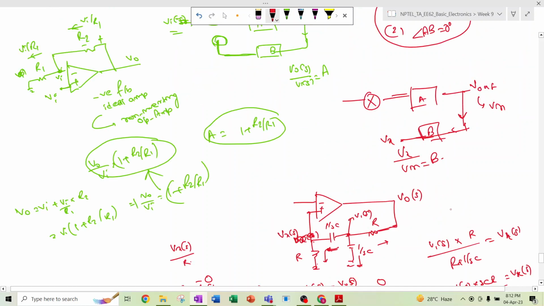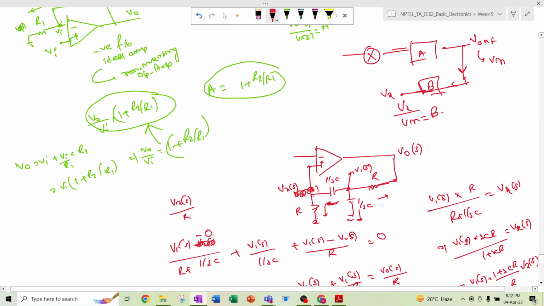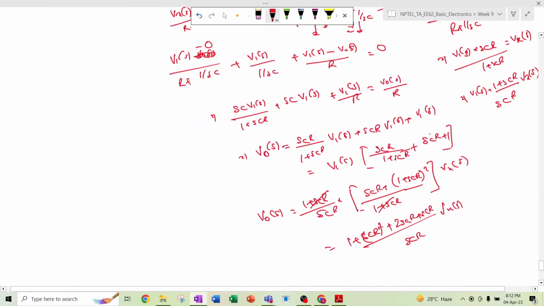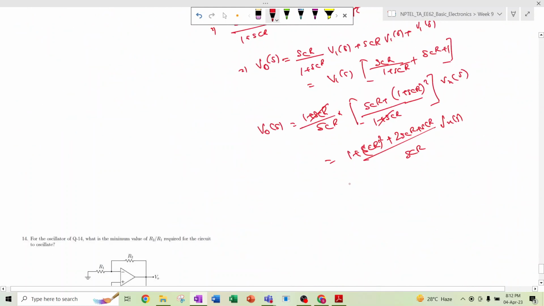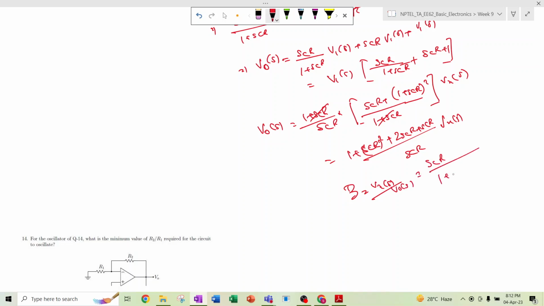Now we need to find out VSX by V0x, right? Vx by V0 is equal to B, right? So B will be VSX by V0S, that will be SCR divided by (1 plus SCR) total whole square plus 3 SCR. So this is the B.